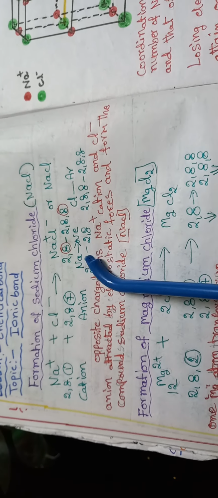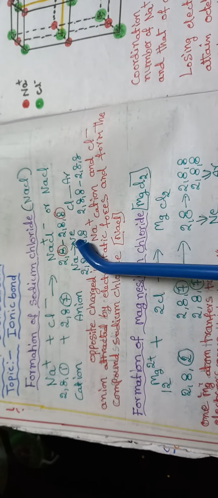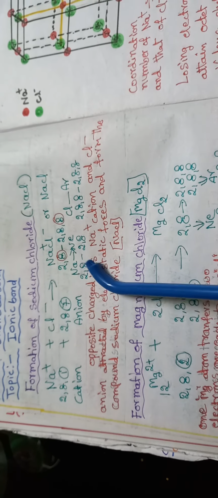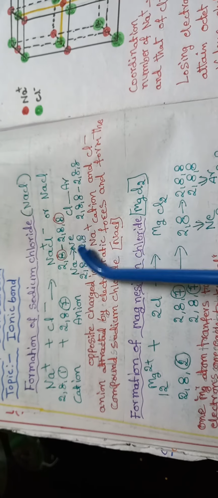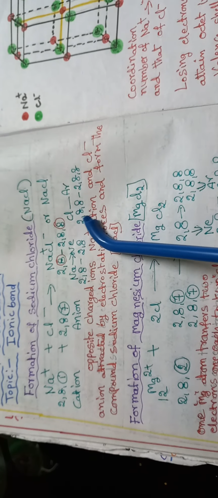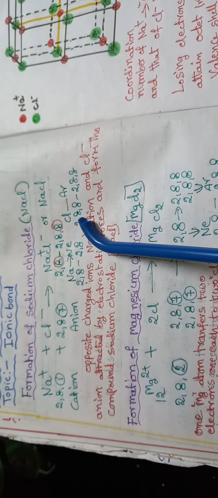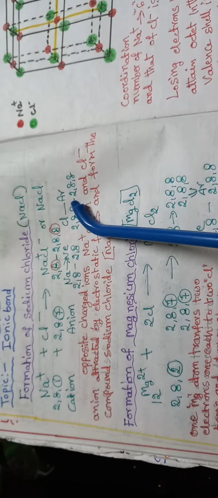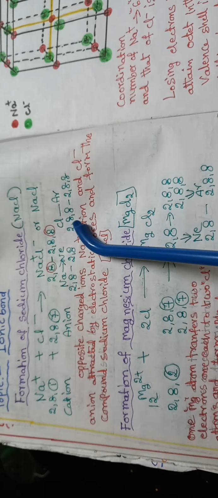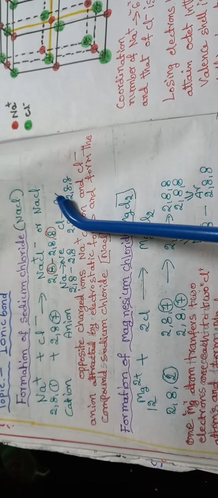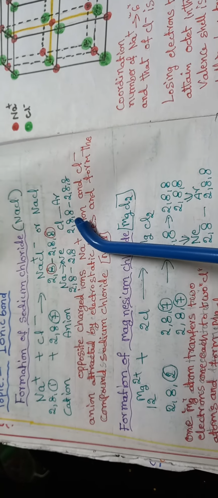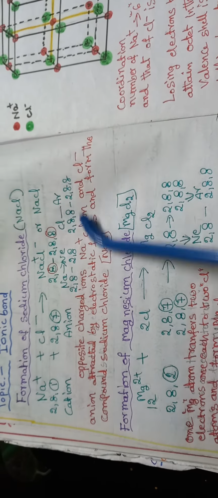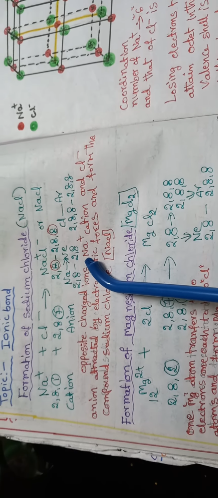So when sodium donates the 1 electron, it gets the octet position as neon, and chlorine getting the 1 electron also gets the octet position as argon. 2,8,8 and 2,8,8. Sodium 2,8 and neon also 2,8.